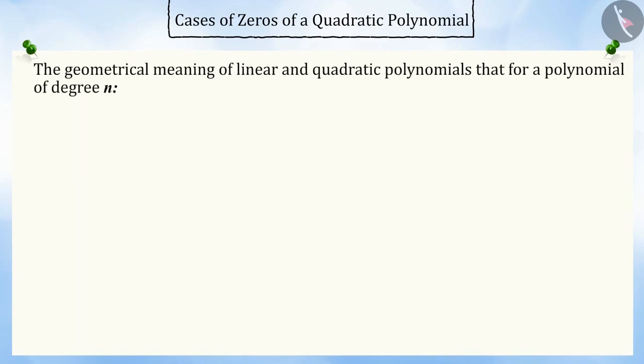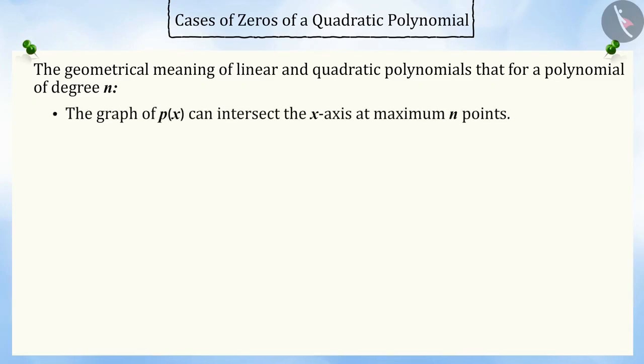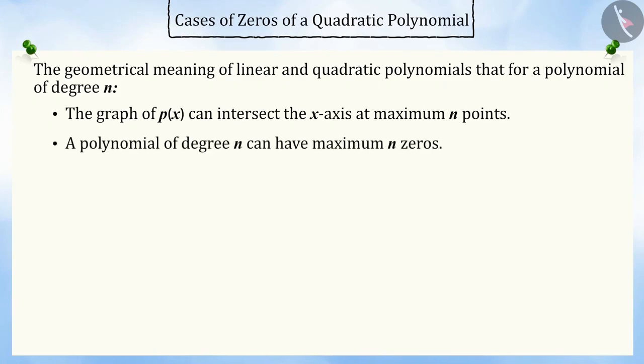It is clear from the geometrical meaning of linear and quadratic polynomials that for a polynomial of degree n, the graph of p of x can intersect the x-axis at a maximum of n points. Hence, a polynomial of degree n can have a maximum of n zeros.